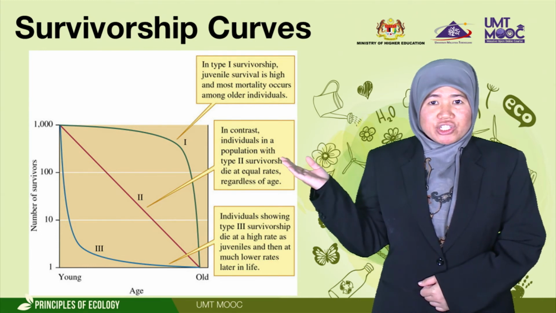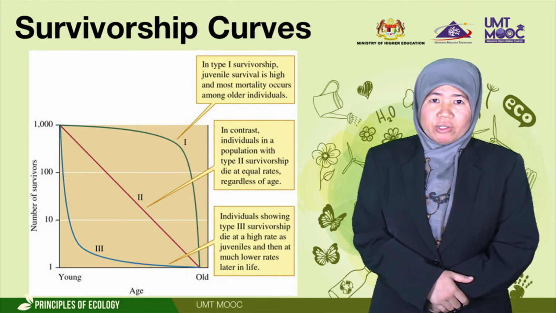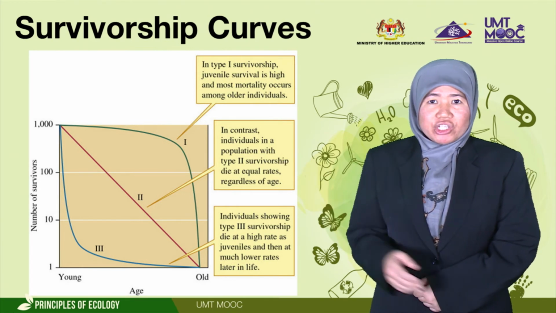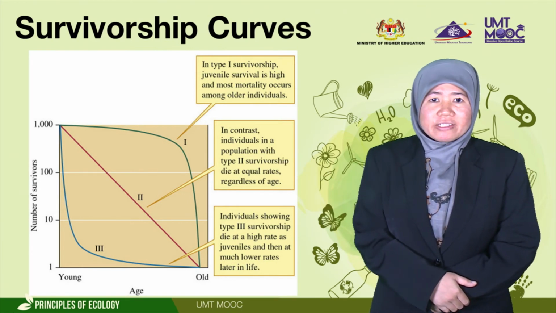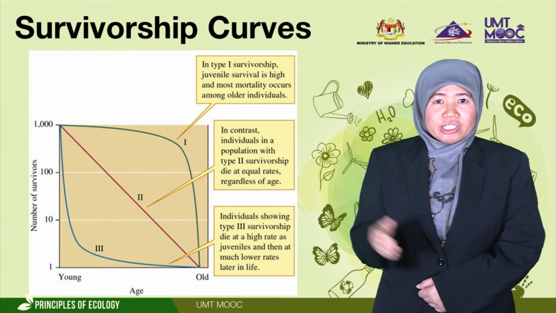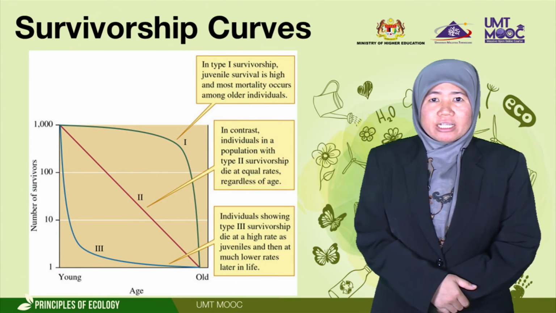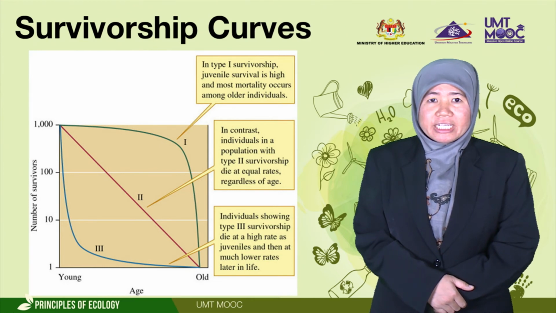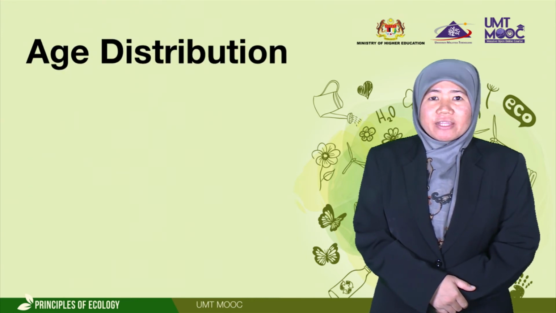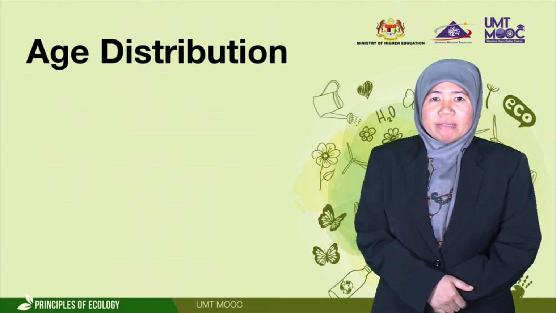The type 1 survivorship, in which there is low mortality among the young but high mortality among older individuals. The type 2 survivorship, in which there is a fairly constant probability of mortality throughout life. The type 3 survivorship, in which there is high mortality among the young and low mortality among the older individuals. Other than the life table, population ecologists can tell a great deal about a population by studying its age distribution.